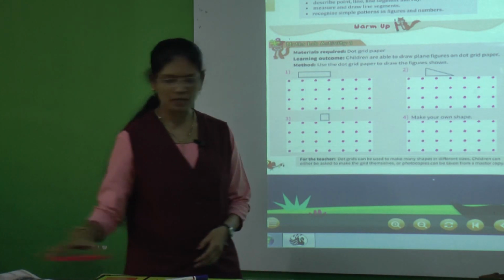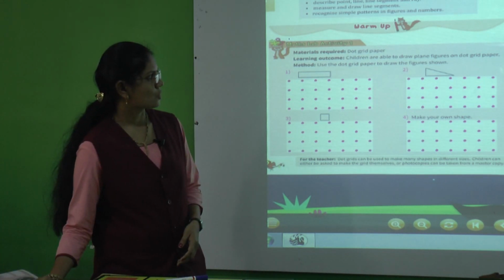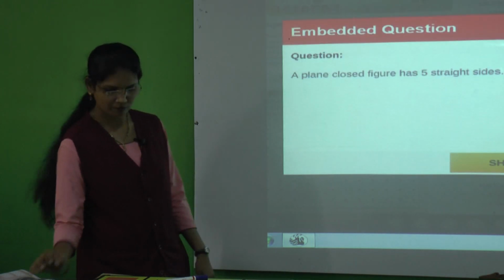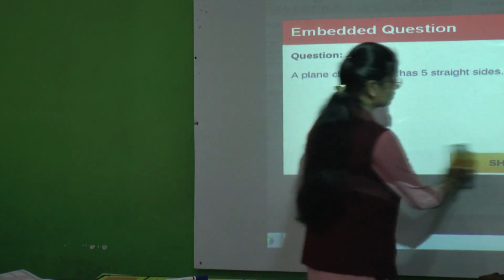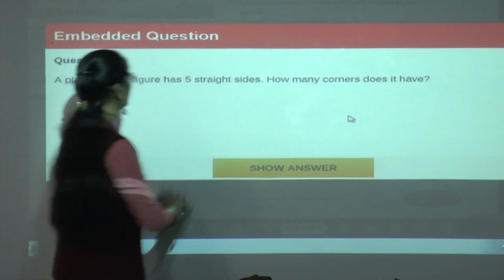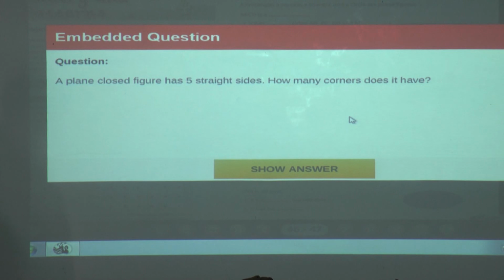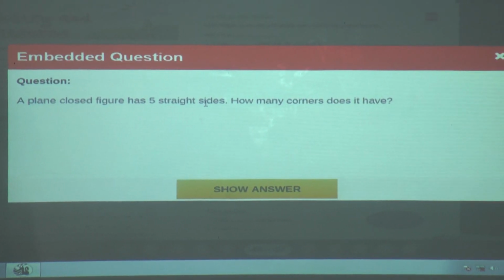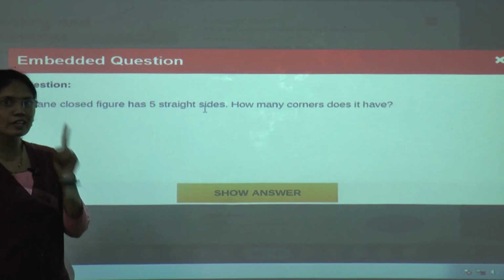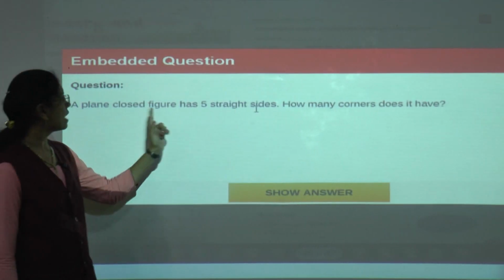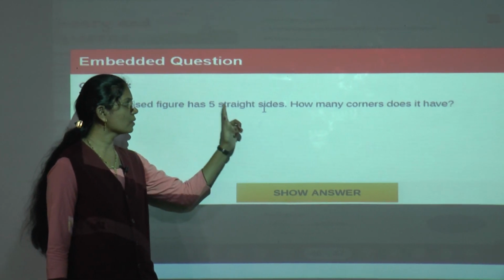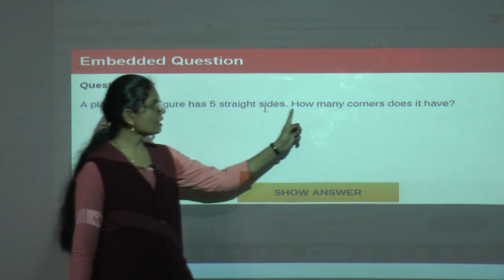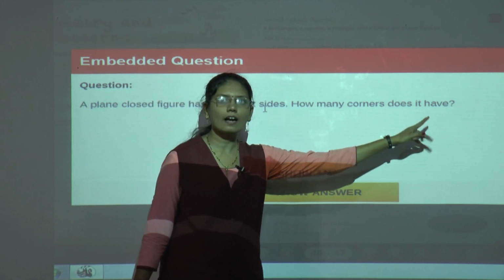Now students, there is one question for you. Now my question is, read the question. A plain closed figure has 5 straight sides. There is one plain figure, and how many sides does it have? It has 5 straight sides. Then how many corners does it have?